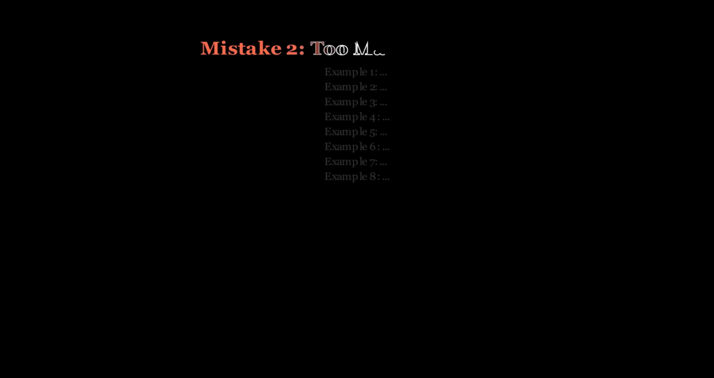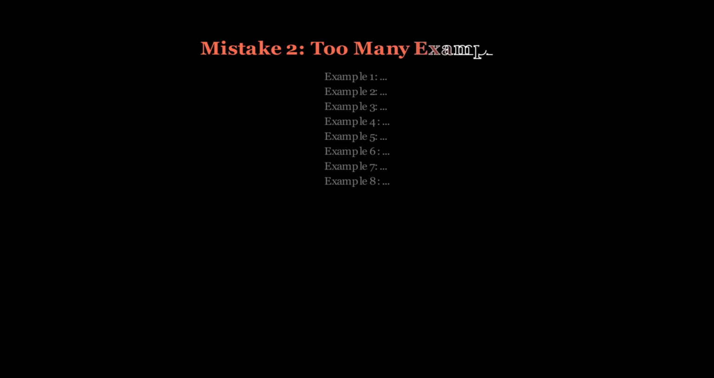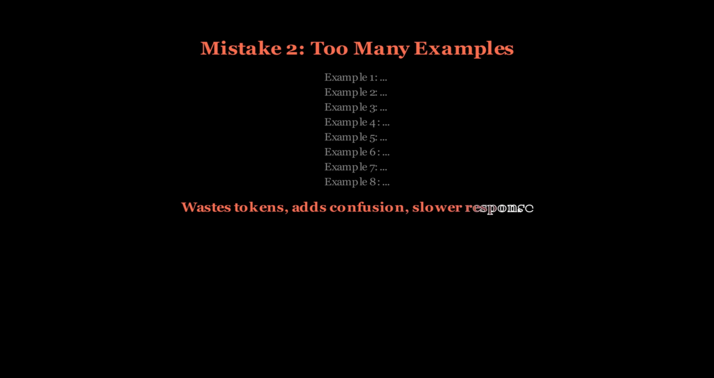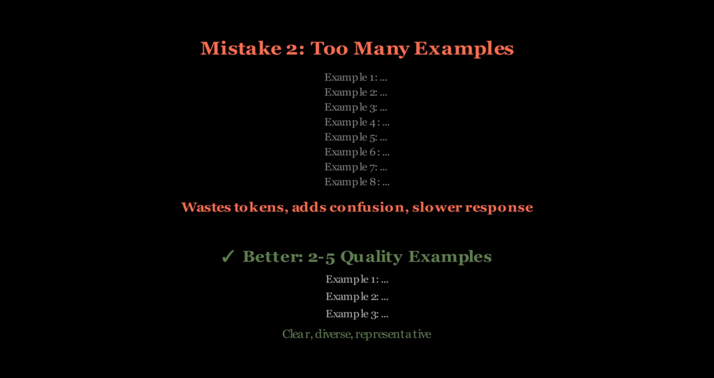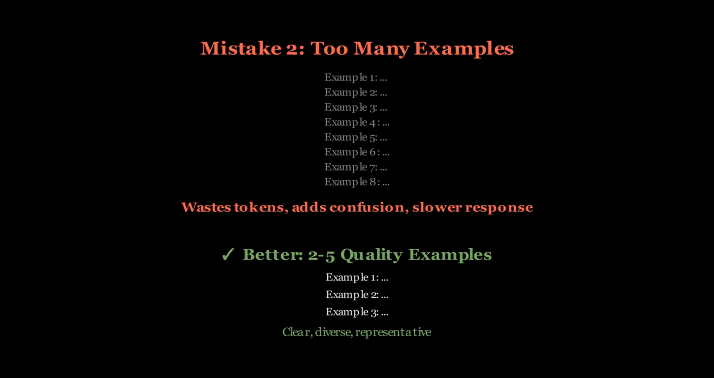Mistake 2. Too many examples. More isn't always better. 8, 10, 12 examples waste tokens, add confusion, and slow down responses. Better, use 2 to 5 quality examples. Make them clear, diverse, and representative of the task. Quality beats quantity.